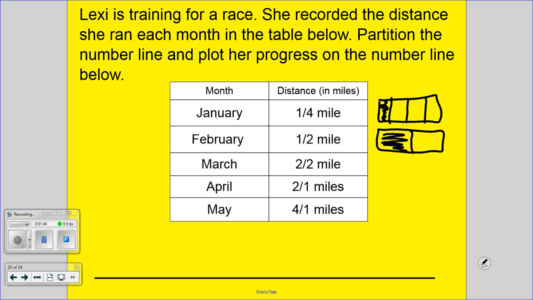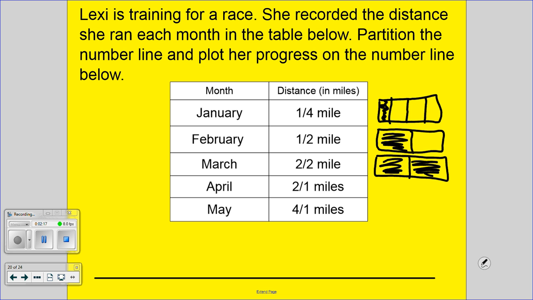So it's like the 1/2, but you color in both. Say it. How do I say that fraction? 2 halves. You're exactly right. It's going to look very similar to my 1/2, but I'm going to color in both. So it's 1 whole. She ran 1 whole mile. 2 half miles.